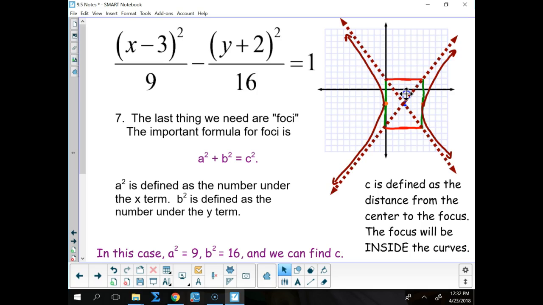Okay. So I got everything in there. All right. So there's our hyperbola. Okay. So C now is going to be the distance from the center to the focus, and the focus will be inside of the curves. So somewhere in here and in here will be the two foci.